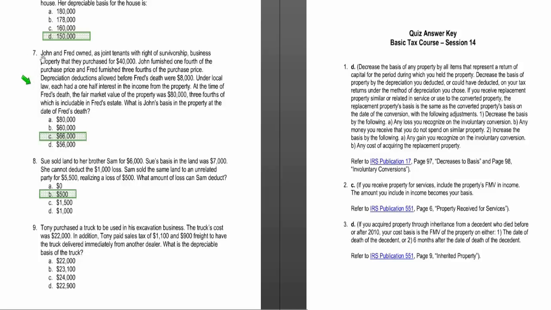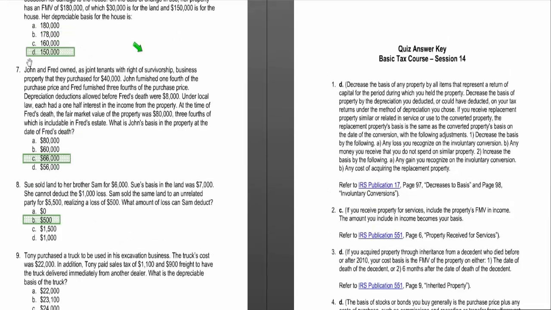In looking at this, we have to look to what it means for joint survivorship and how stepped-up basis works on death. Firstly, let's look at the consideration of stepped-up basis on death. On death, the value of the property is assessed, and whatever that value of the property is on the date of death, that becomes the basis for whoever acquires the property at death or inherits the property. In this case, right of survivorship means that Fred's share of business has been inherited by John. So John now has a basis in Fred's share of the property that is equal to the fair market value of Fred's share of the property on the date of his death.